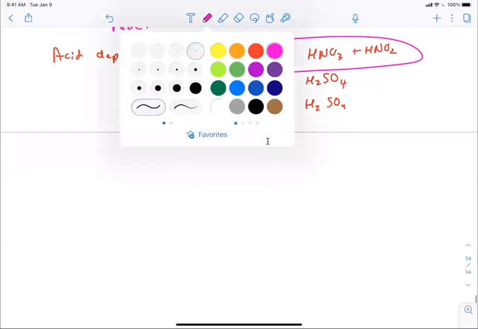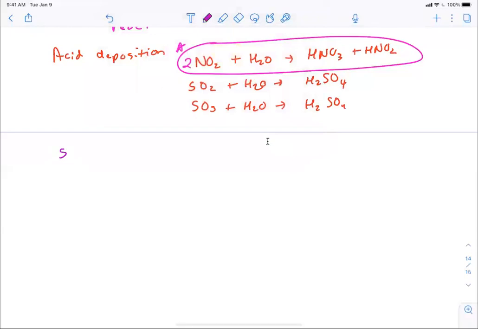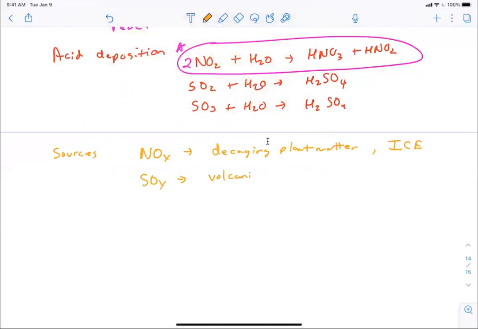Okay. Don't forget sources of these nitrogen compounds come from decaying plant matter and the internal combustion engine, whereas SOxes come from volcanic eruptions and coal burning.